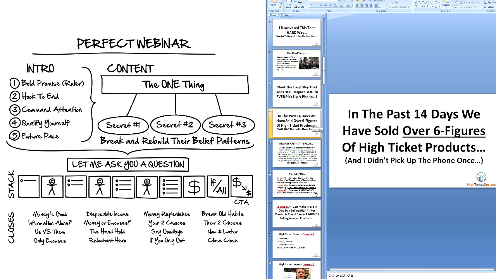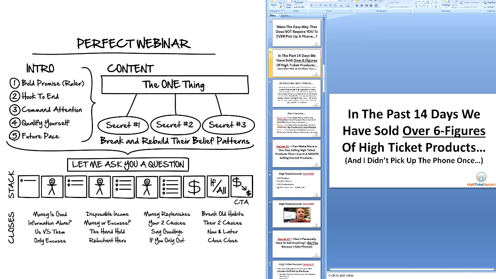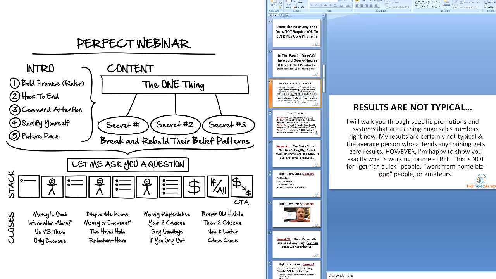Again, the script is a framework, and I add things in between that I just want to. So this one I just bragged a little bit. For the last 14 days, I did over 6 figures in high ticket products, and I didn't pick up the phone. And then I like throwing in some kind of FTC disclaimer, like results are not typical, this is not going to work, blah blah blah.